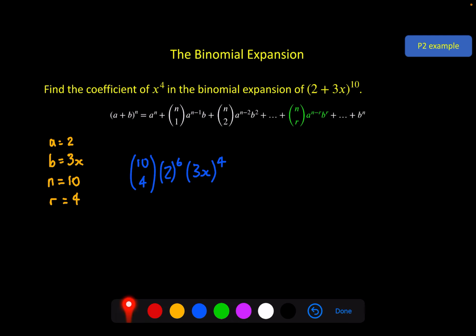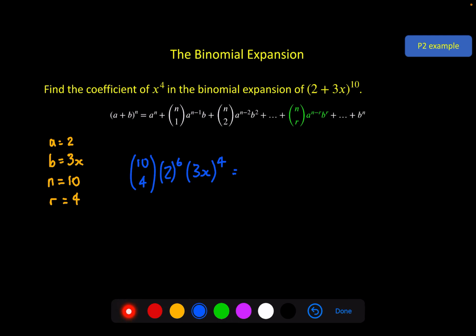A quick check here is that the n minus r and the r, if you put them together, n minus r plus r obviously should always take you back to n. So 6 plus 4 is 10. So if you ever get these two numbers not adding to n, you've made a little mistake.